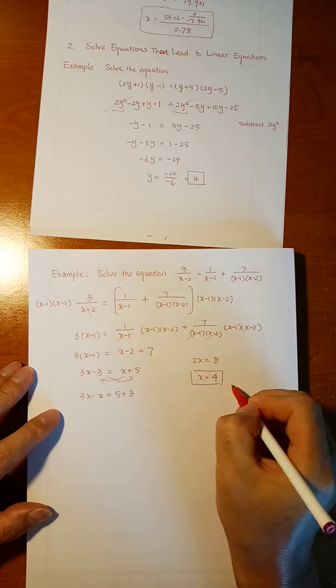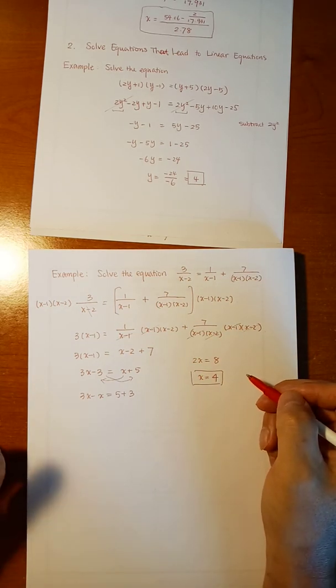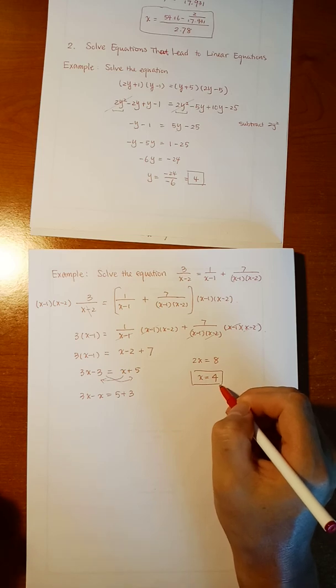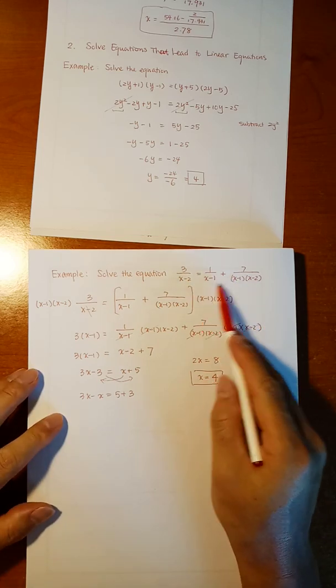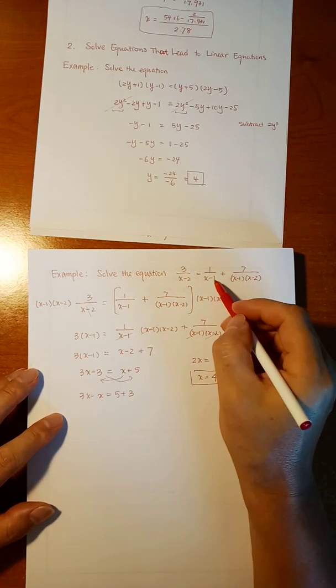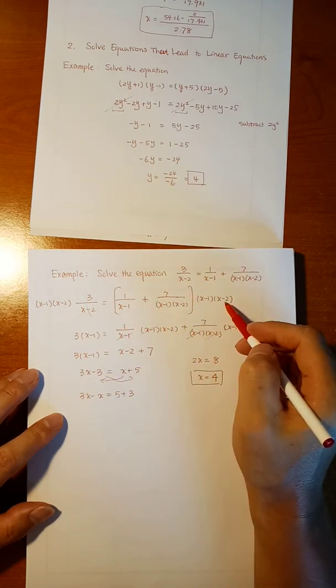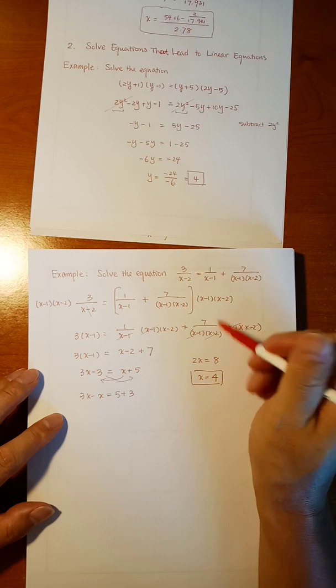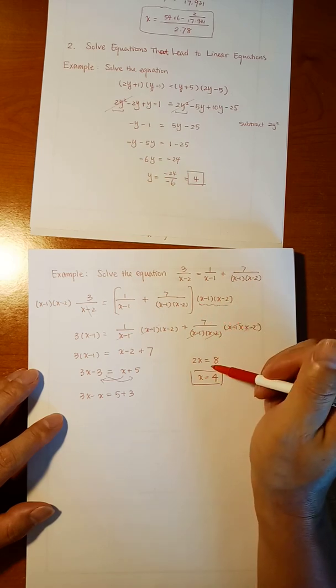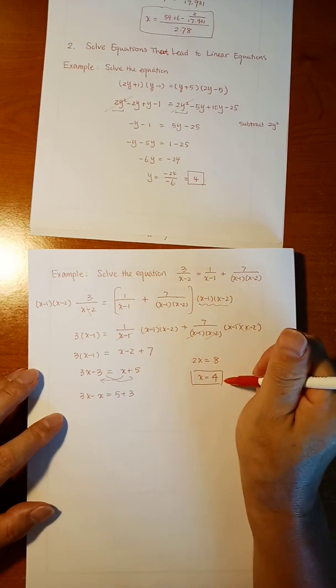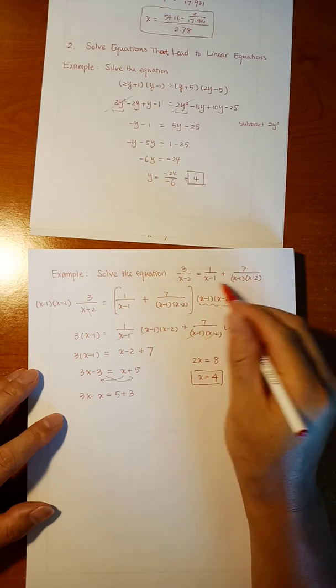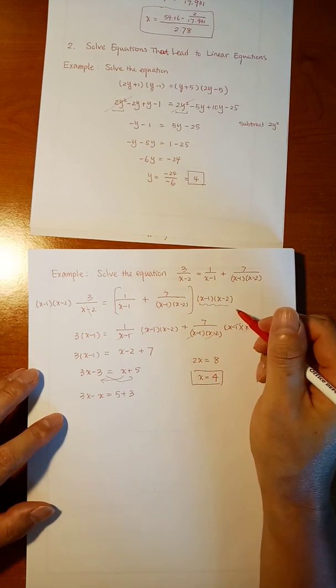So this is the solution. When you get this answer, you need to go back and check it. The reason you have to check is that you did the multiplication, and in this multiplication you have to make sure the factor is not 0. In other words, you just check whether your answer is a solution of the original equation or not.